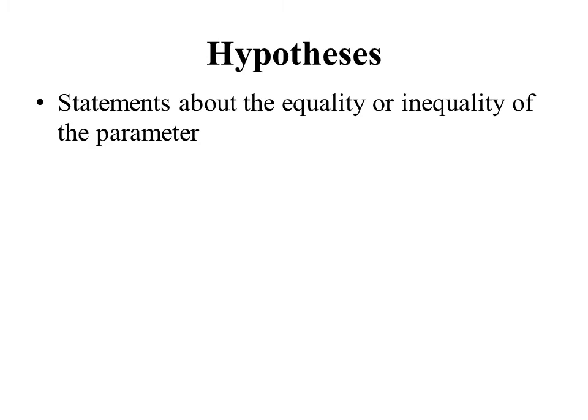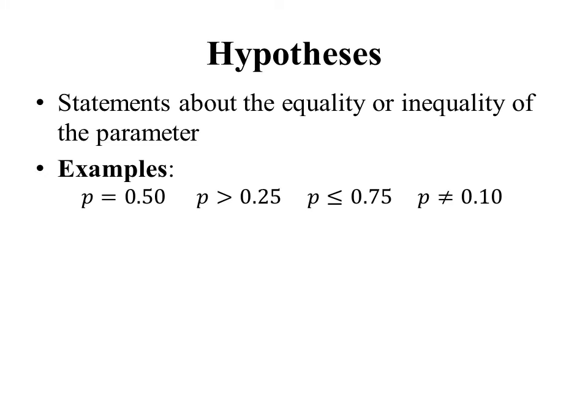Now, the hypotheses are statements about the equality or inequality of the parameter. And we're going to have 2 hypotheses, the null and alternative hypotheses. So examples of statements that I'm talking about here include the following. The parameter equals some number, so for instance, p equals 0.5. Another example is that our parameter is greater than some number. Another example is that our parameter is less than or equal to some number. A fourth example is that the parameter is not equal to some number.